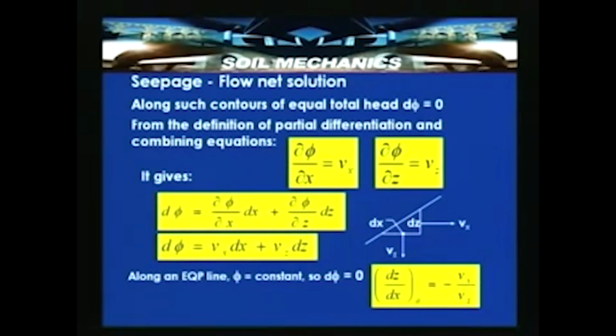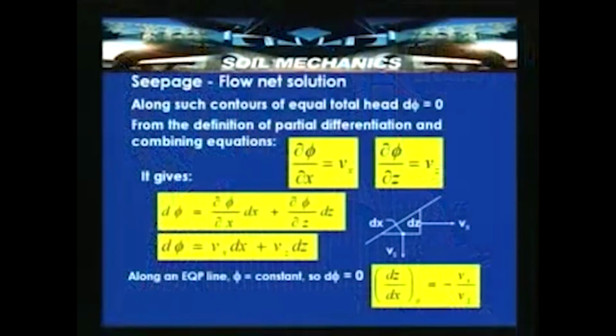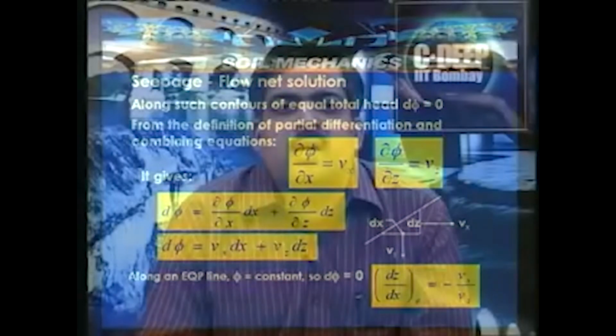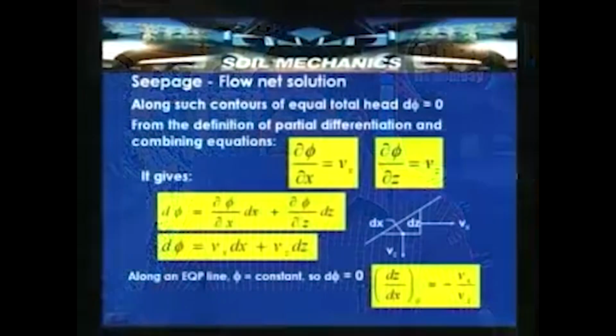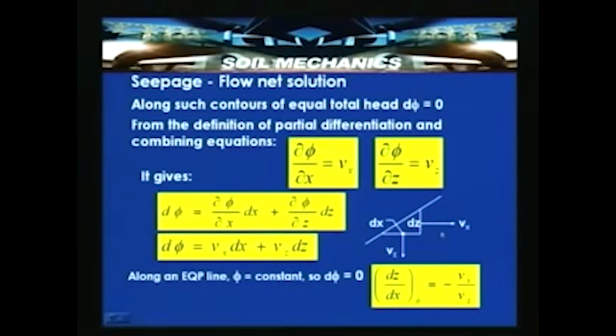Similarly, for Vz, that is dx, perpendicular to that area is say 1 unit. So, dx into 1 is the area over which the flow is occurring. So, Vz and Vx are the velocities in the z direction and x direction. The slope given by dz/dx of the potential is minus Vx by Vz. So, dz and dx are the small lengths of the element under consideration.